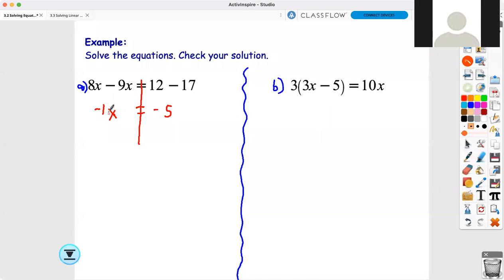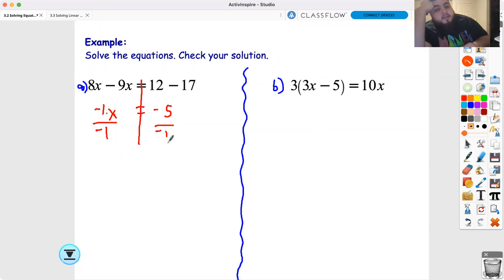Now, remember, the goal is we want to get what letter by itself? The x. So what's happening with the x and the negative 1? You have to do the opposite. And right now, divide. And what we do to one side, we have to do to the other. So these cancel out. So now x is by itself. A negative 5 divided by a negative 1 is a positive 5, and we are done.